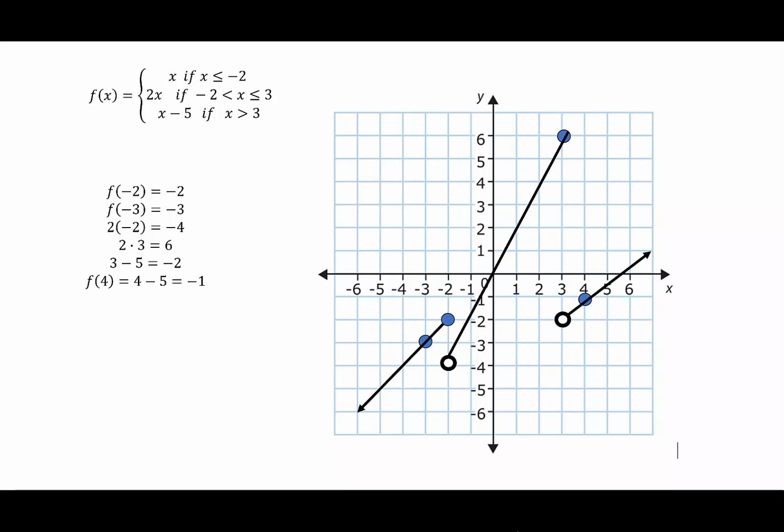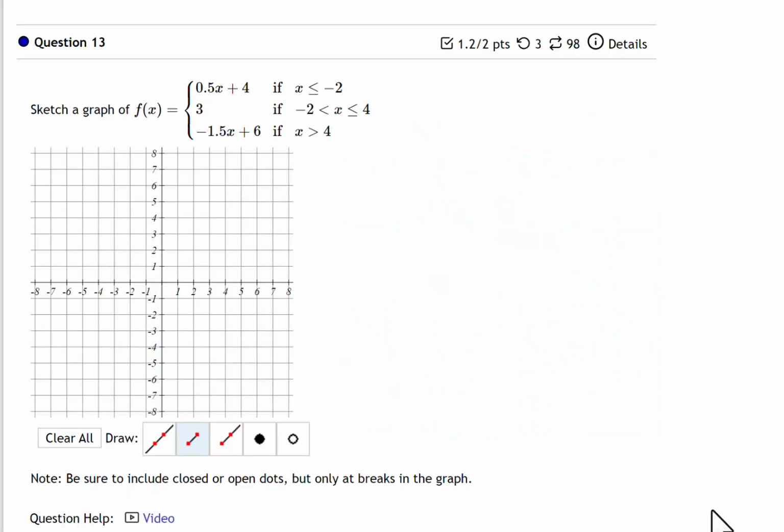Let's take a look at how we could do that in MyOpenMath homework. In this question, I'm given f of x is 0.5 of x plus 4 if x is less than or equal to negative 2. It's equal to 3 if x is greater than negative 2 and less than or equal to 4. And then negative 1.5x plus 6 if x is greater than 4.